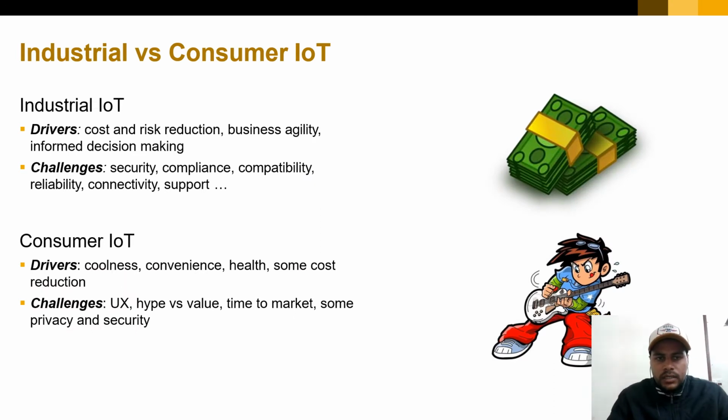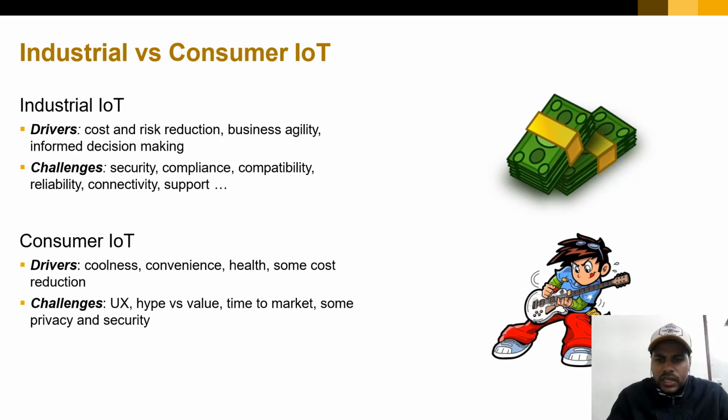Next, we have industrial versus consumer IoT. In various industries and corporations, our main focus is cost and risk reduction, how to make our business agile to develop according to current trends, and how our organization can take informed decisions with the help of real-time data. So IoT devices help in business agility, cost reduction, and informed decision making.